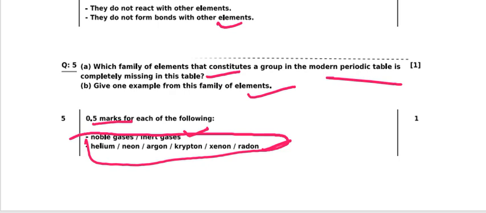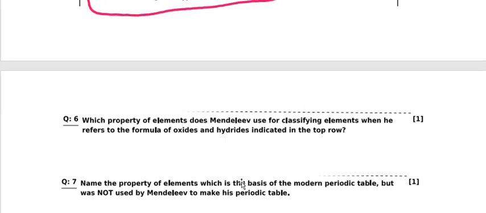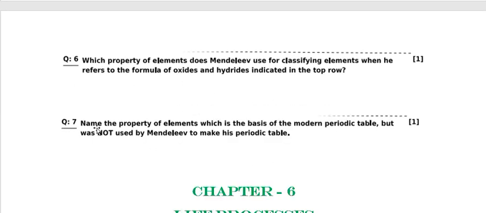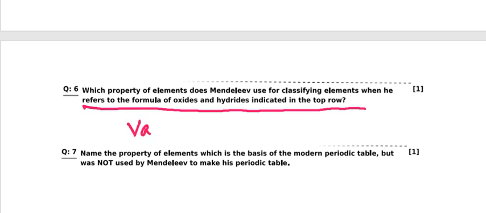The next question on your screen, you see: which property of elements does Mendeleev use for classifying elements when he referred to the formula of oxides and hydrides indicated in the top row? Dear, for this one, 1 mark you get when you write valency. Valency is the answer to this question.